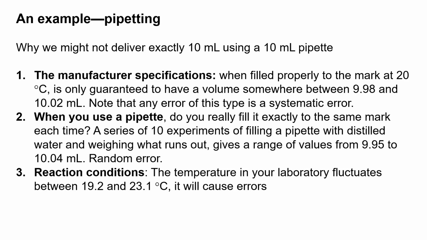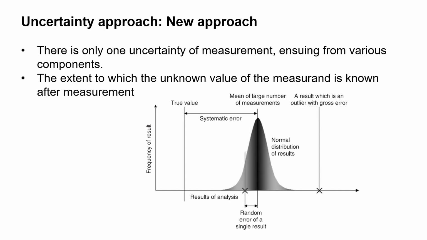Another important parameter is the reaction condition. As I talked about before, the temperatures in our labs and some other external parameters affect our measurement, and that will also cause errors. So in this example, we learned that by different types of repeated measurements, or by avoiding some important or big systematic errors, we can have a good result.